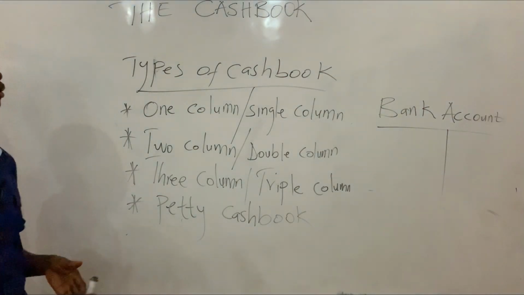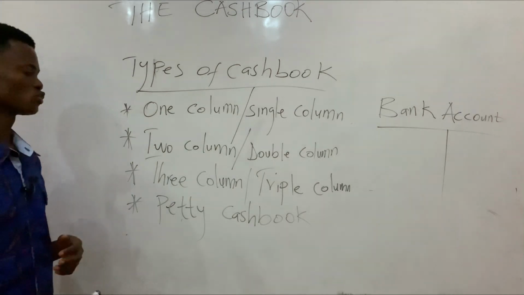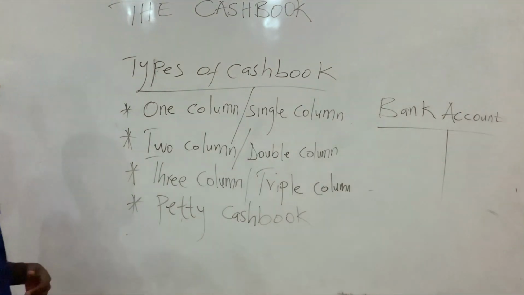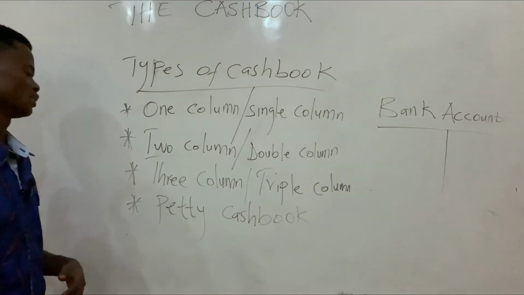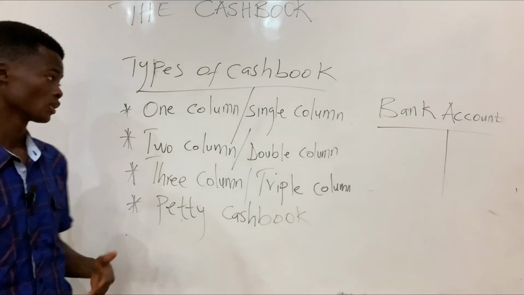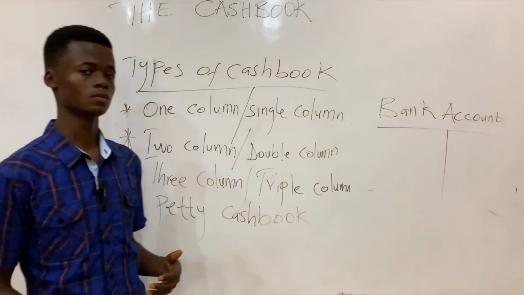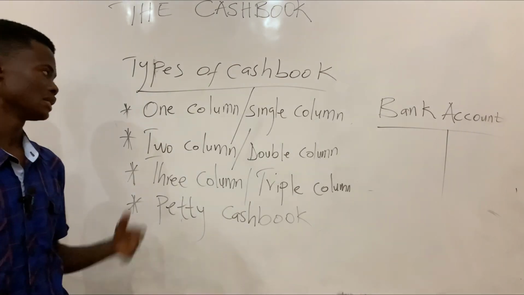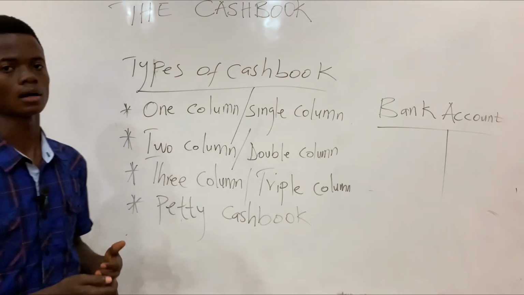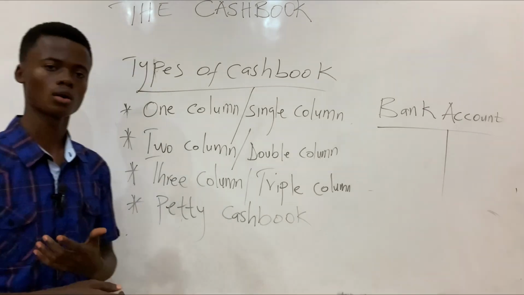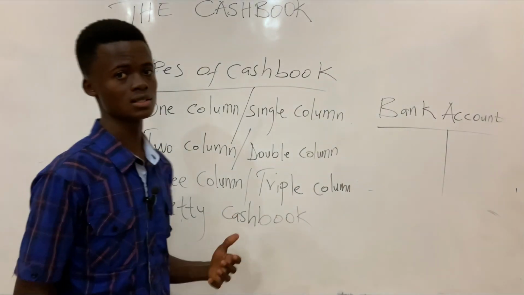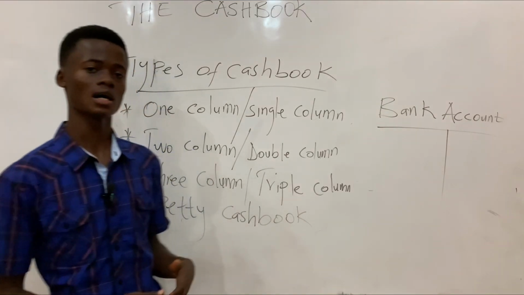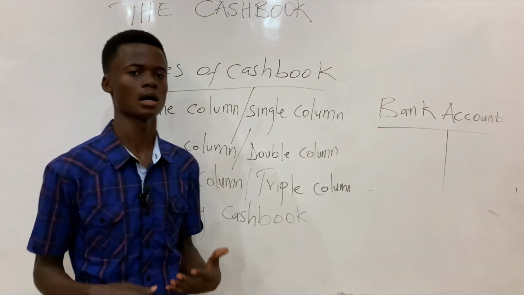We have the one column or single column cash book. We have the two column or double column cash book. We have the three column or triple column cash book. And finally, we have the petty cash book. So the one column or single column cash book is a cash book that has only one column for amount, and it has the same features as any other account. So the one column or single column cash book has the same features as the sales account, it has the same features as the purchases account, it has the same features as any other account.